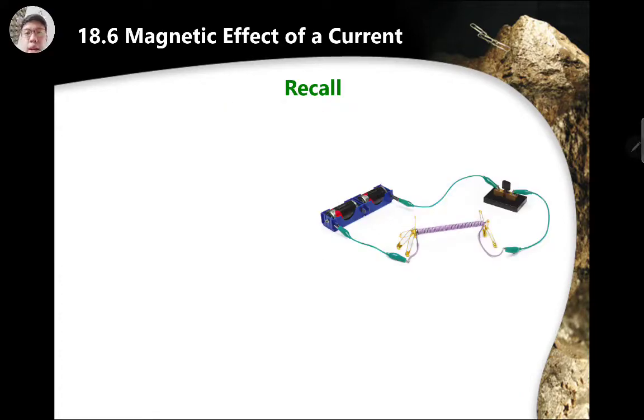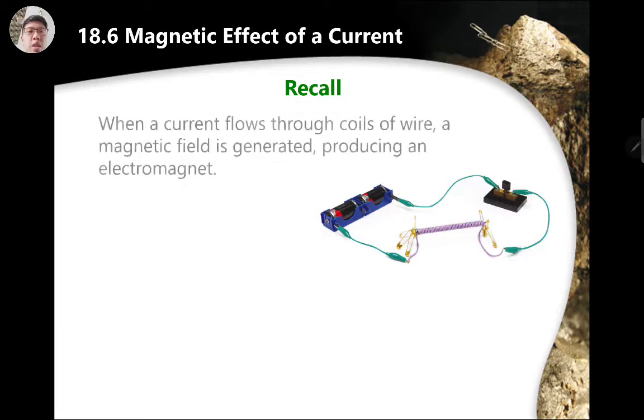So recall, in the previous set of videos in magnetism, we talked about electromagnets already, right? Where when a current flows through a coil of wire like this, a magnetic field is generated, producing an electromagnet. You can see it's attracting these pins. And we learned that we put a soft iron core inside for electromagnets because it gains and loses magnetism easily.